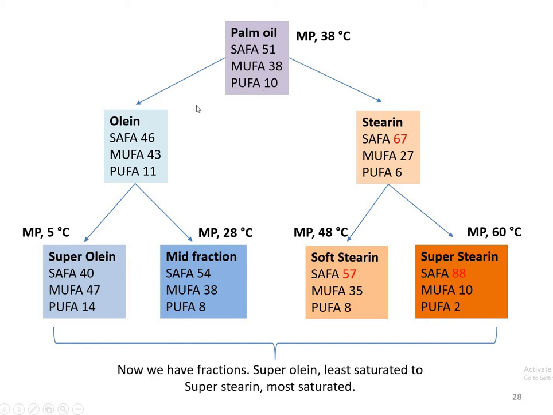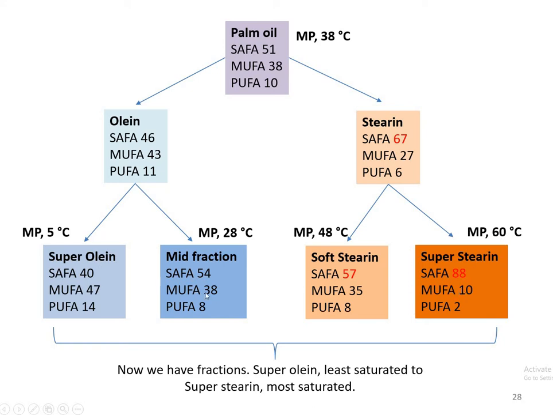So after fractionation, you produce olein, and then you produce stearine, and further fractionation, you produce superolein, mid fraction, soft stearine, and super stearine. From here you see the melting point of superolein is 5 degrees C. Whoa, very low. And please note the SAFA, MUFA, and PUFA content as we go along. Mid fraction has 28 degrees C melting point, and soft stearine 48. Super stearine, which is the most saturated, melting point is 60 degrees C, the highest melting point.